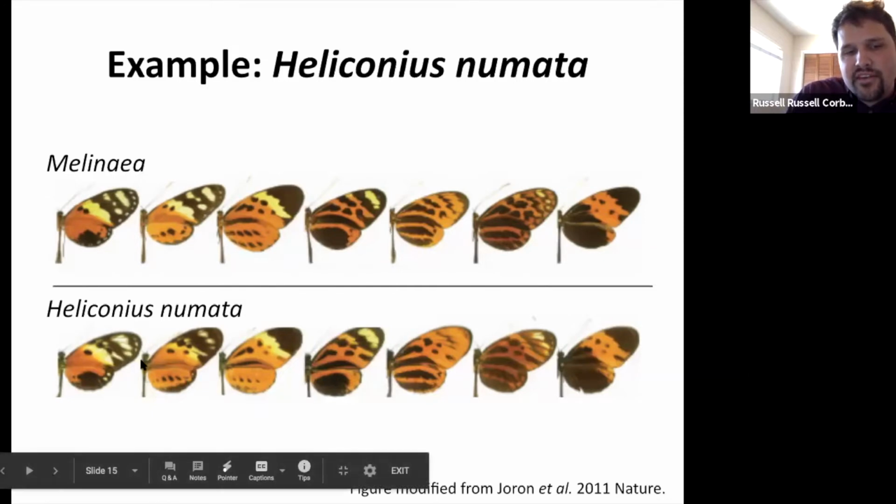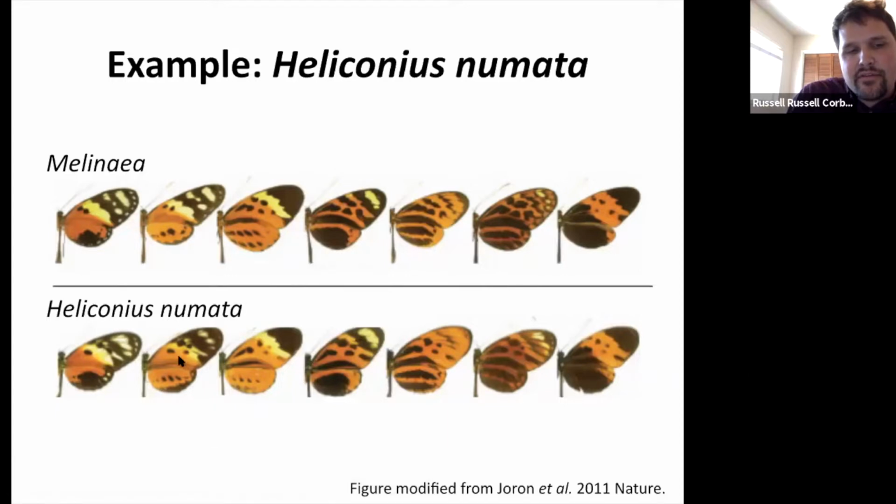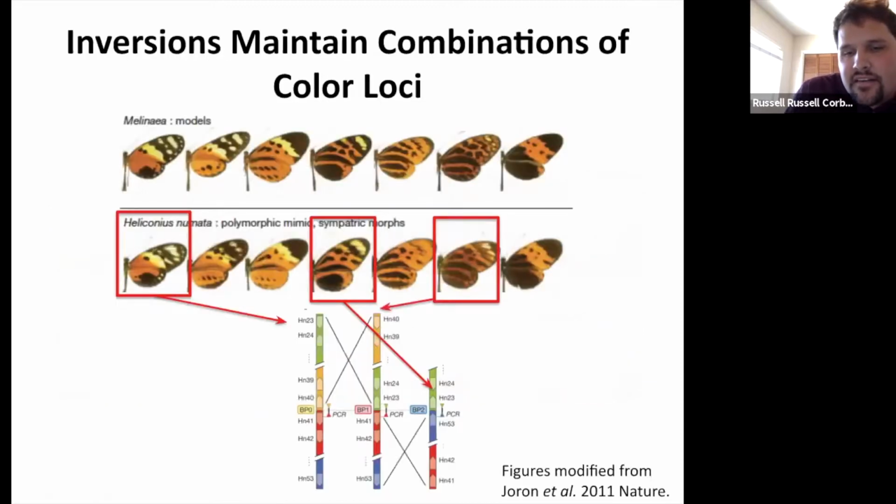You only ever see this type of wing, never some sort of recombinant hybrid of the two. And so the question is why? How do those stay distinct over time? And these folks actually answered it.